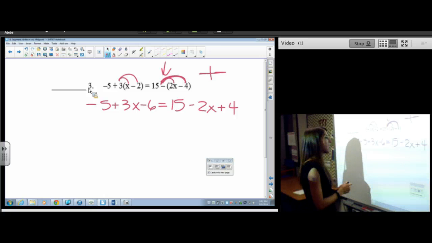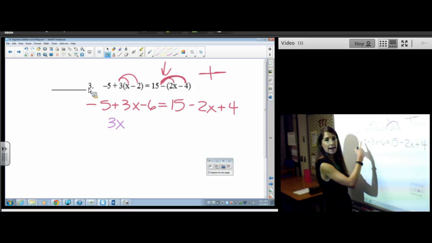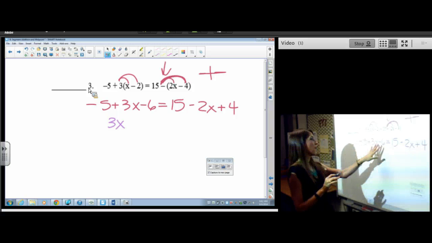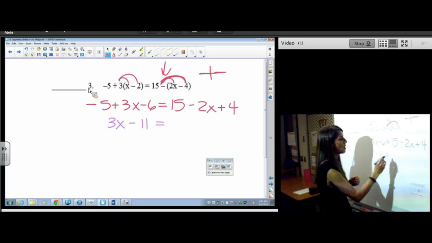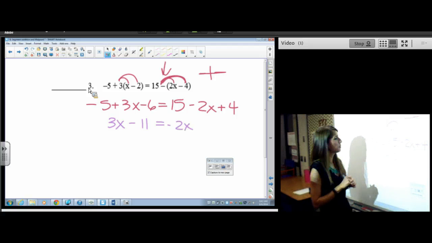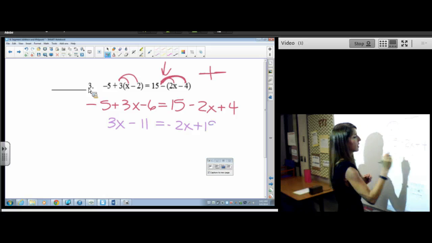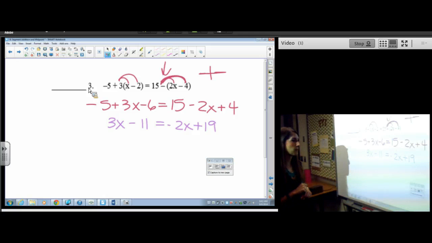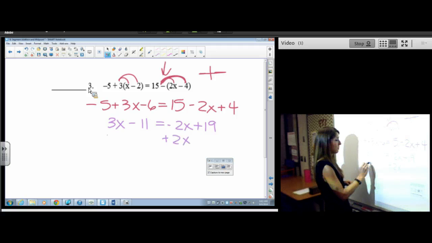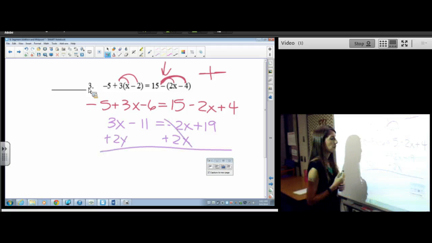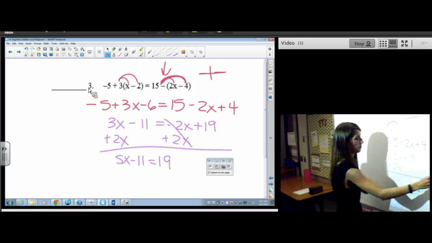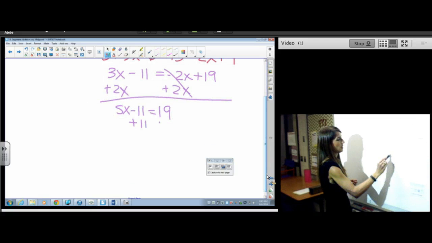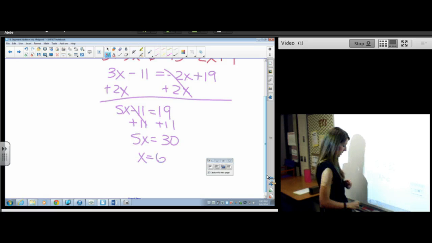Now we're going to combine like terms. The 3x, there's no other x's here. So we're done. -5 and -6 become -11. Now we're going to clean it up over here. The -2x, there's no like terms, but 15 plus 4 gives us 19. Okay? Now I can move the 11 or I can move the 2x. I'm choosing to move the 2x. So we have 5x minus 11 equals 19. So now we can add our 11 to both sides. 5x equals 30. X is 6.